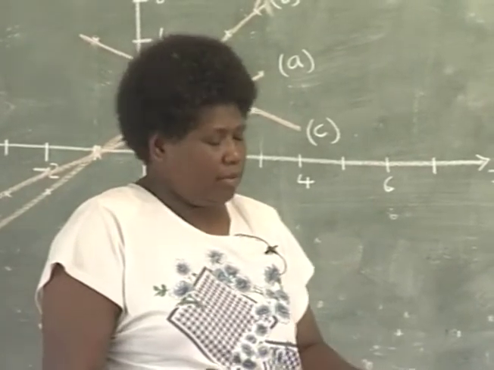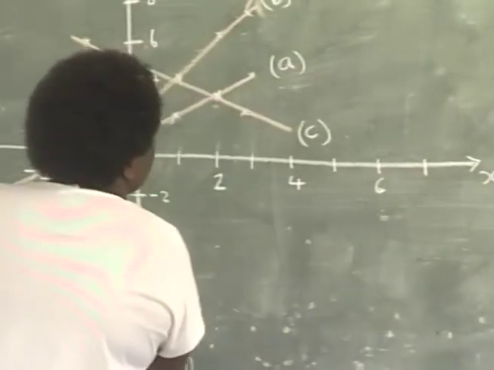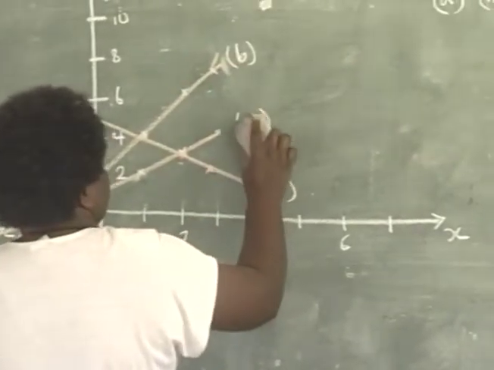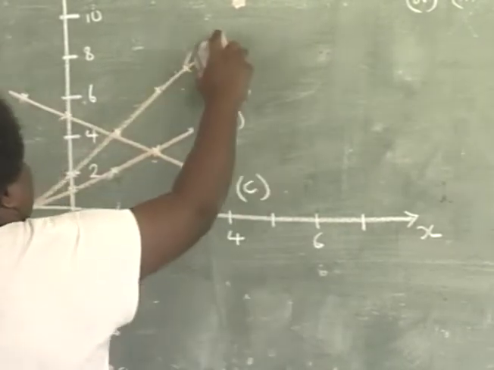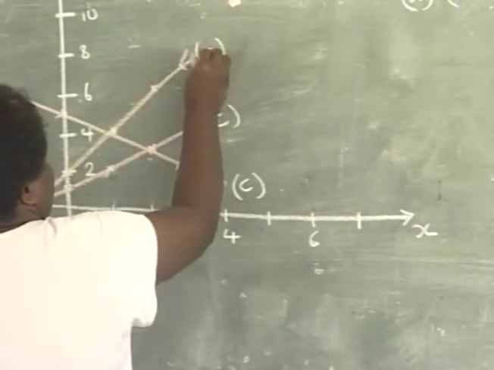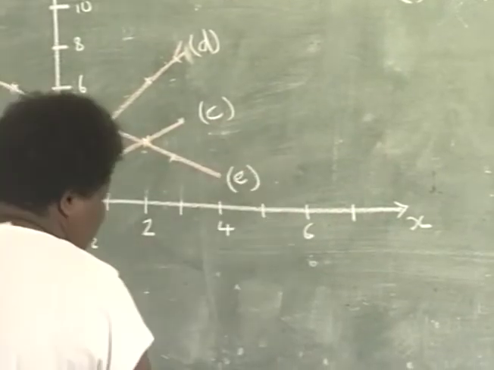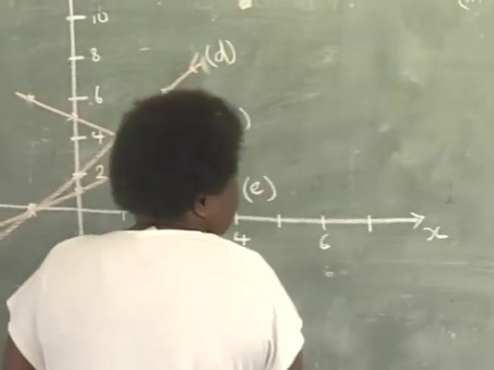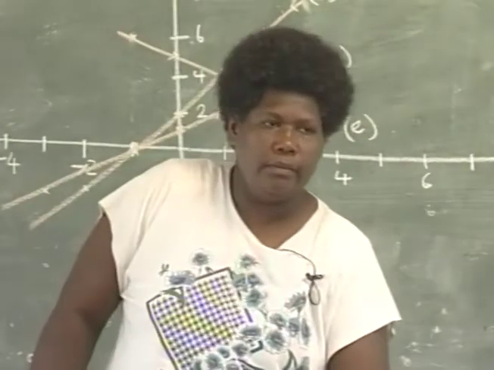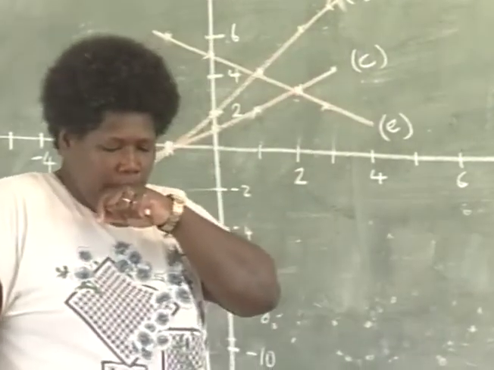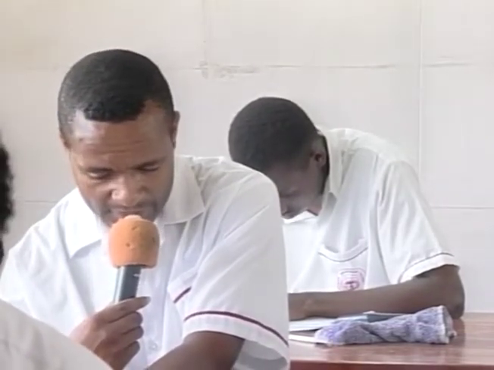This is letter, sorry, not letter A. It should be C. This one is D and E. So we are talking about letter C. Can you say it in words? Y coordinate can be found by adding x coordinate plus 2.